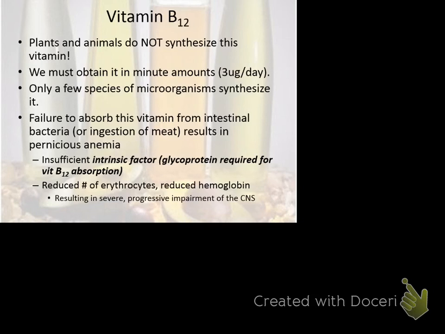There are other diseases, by the way, where your body just doesn't adjust to the symbiotic relationship with the bacteria. This is one time when it's good to have the gut bacteria, but it only gets bad if that bacteria that's normally in your gut gets moved to another part of your body. Okay. But what happens in pernicious anemia is you don't get enough intrinsic factor. Okay. So that's required for vitamin B12 absorption. So you have a reduced number of erythrocytes and reduced hemoglobin, hence the anemia. And you can get severe progressive impairment of the central nervous system with it.